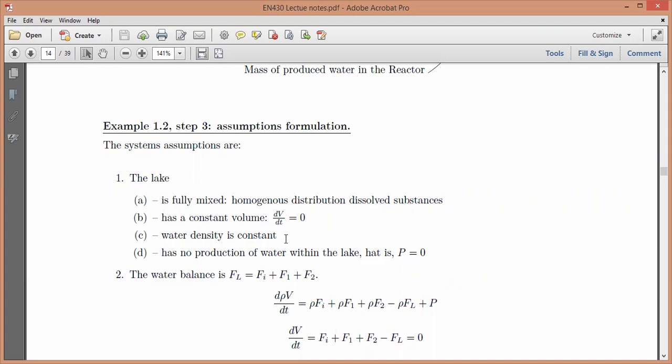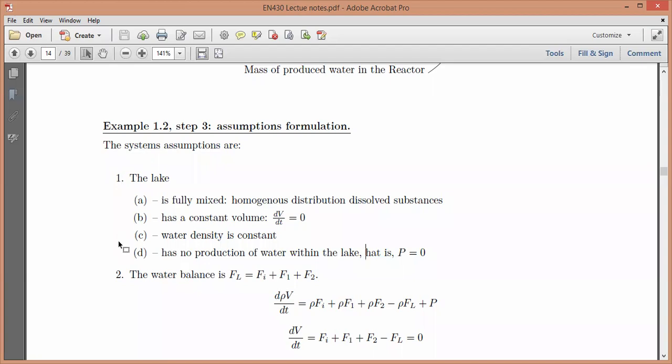The fourth assumption under lake is that it has no production of water within the lake. That is, so there's some typos here in these notes. Please take note. There's supposed to be a T here. That is, P is equal to 0, meaning there is no reaction in the lake that is producing more water other than the water that's entering from the influent.